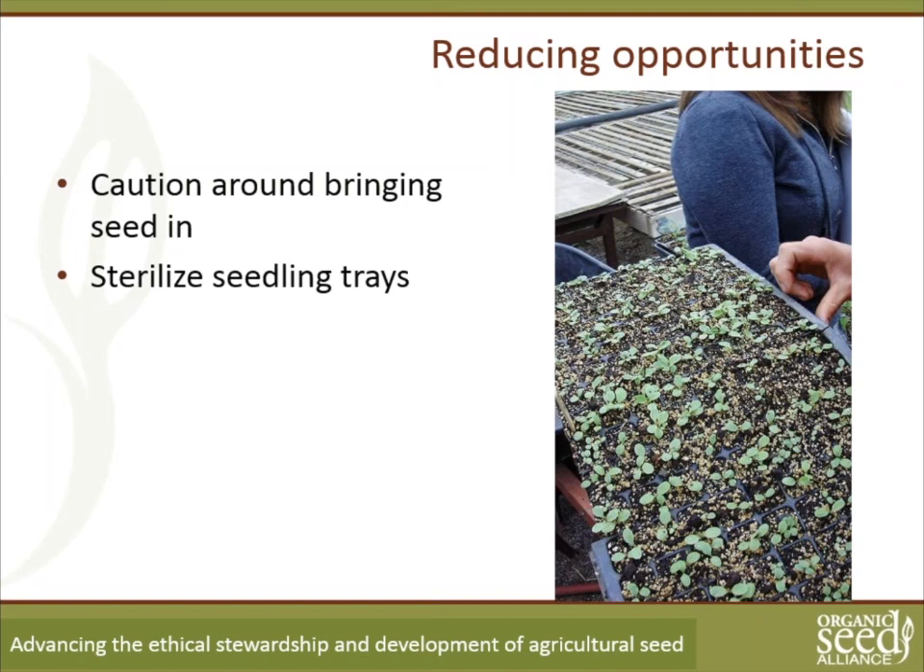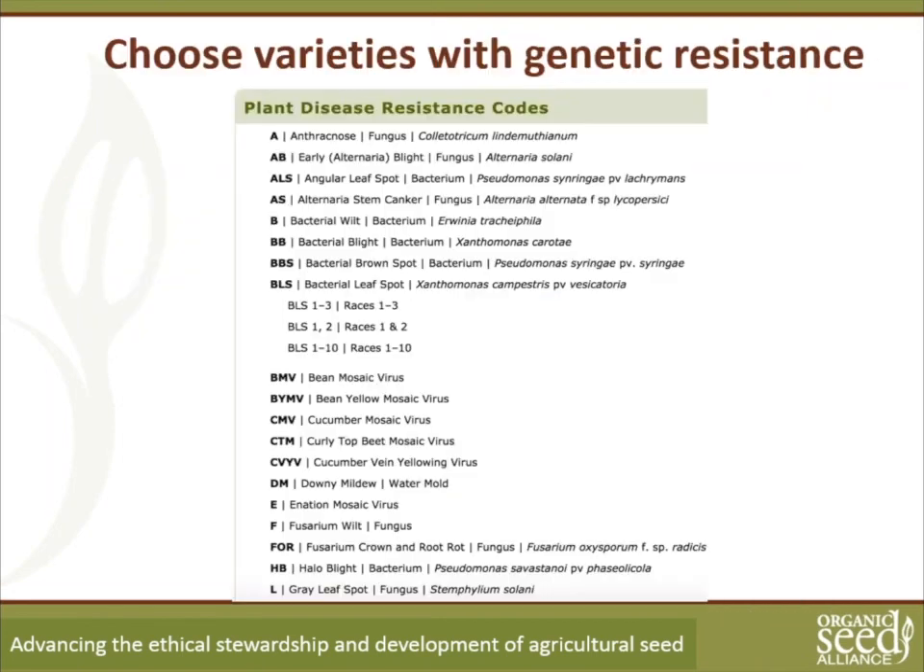And then another place that diseases can persist is if you're reusing and recycling seedling trays in the greenhouse. Having some sort of protocol for keeping your greenhouse clean and sterilizing your seedling trays helps to reduce the opportunity for pathogens to get in at the seedling stage.